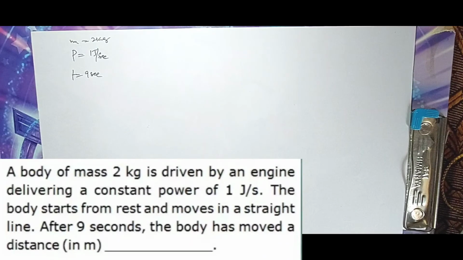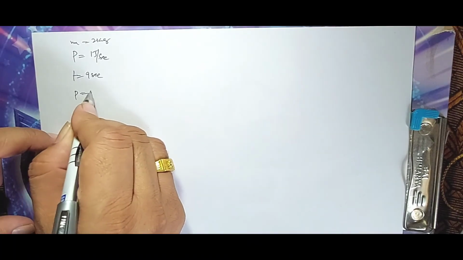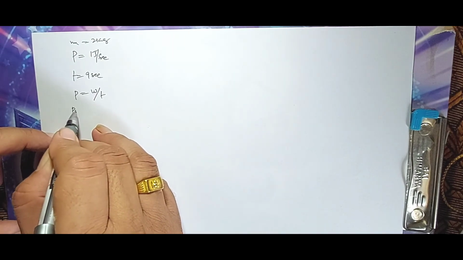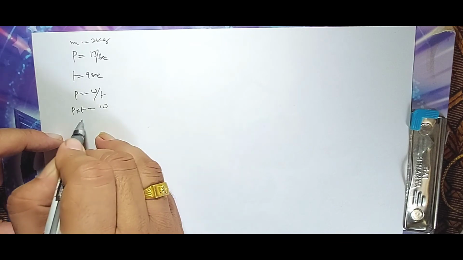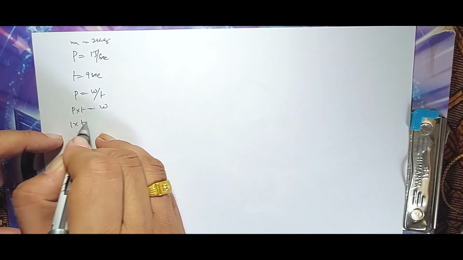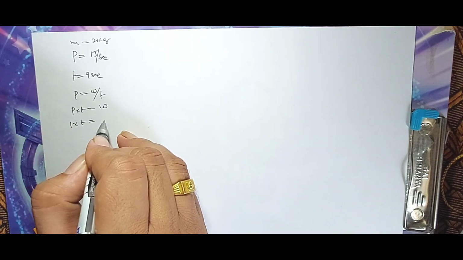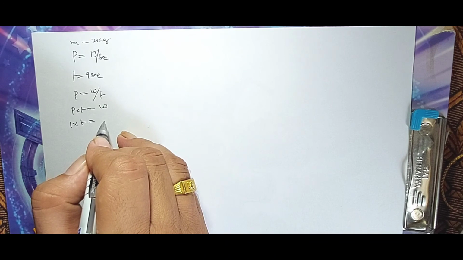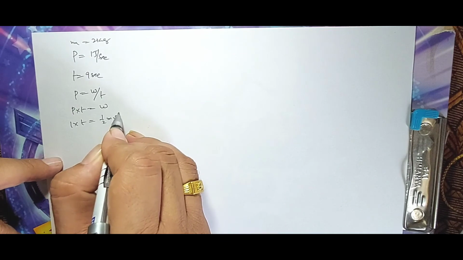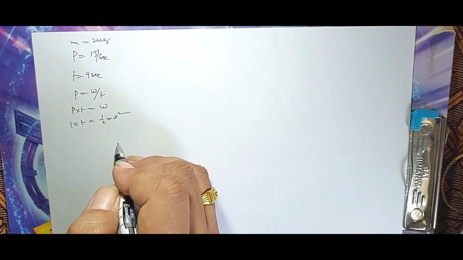So, we know that power is equal to work done per unit time. So, power into time is equal to work done. So, here 1 into T is equal to work done, that is equal to change in kinetic energy. Initially, the kinetic energy of a body is 0. So, half mv square minus 0, that is equal to half mv square, right.